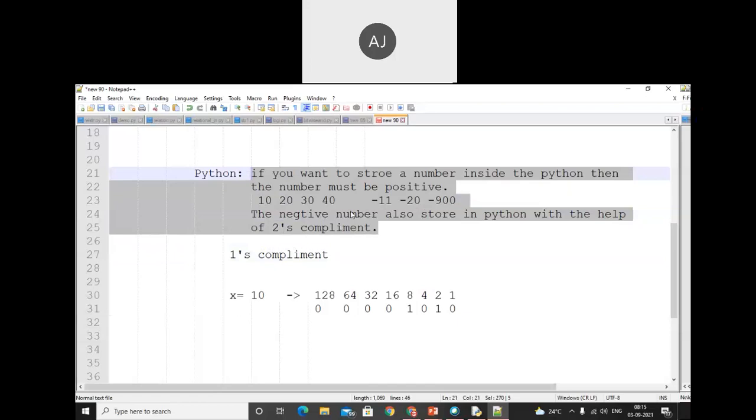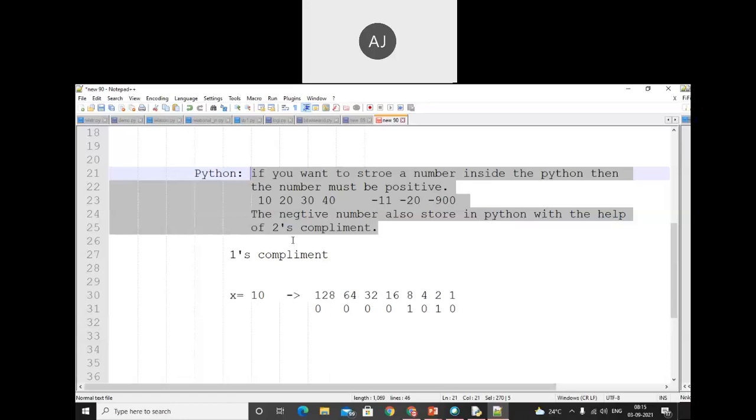Here the interviewer may ask the question regarding what a bitwise operator is, and how we can store a negative number. Python says that we cannot store a negative number, then again we will store the negative number. What is the reason? We can store the negative number in Python with the help of two's complement. What is the rule of two's complement?